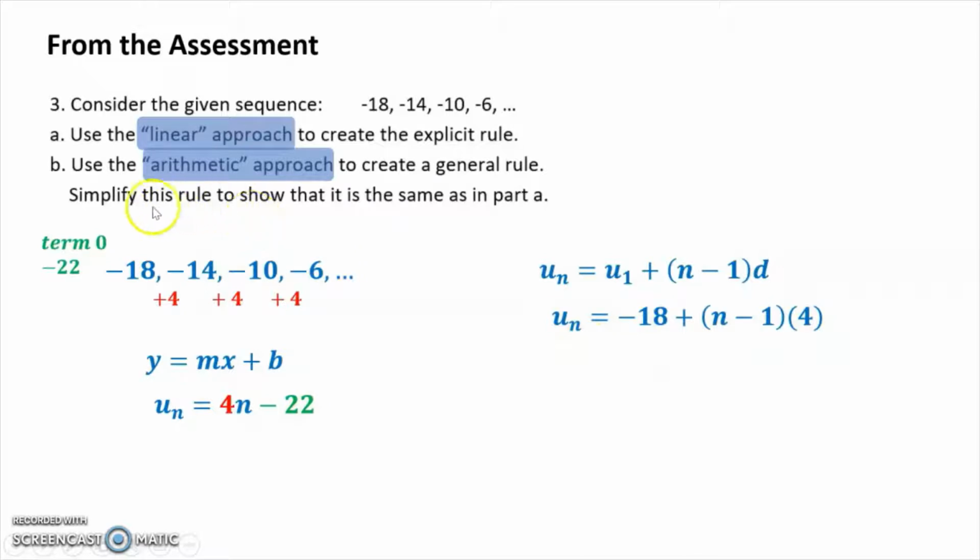Now that and that do not look the same. So the last part of this question says, simplify this rule to show that it is the same as in part A. We're supposed to show that this and this are actually the same because they don't look quite the same right now. So let's simplify this. To simplify, we're going to multiply this 4 through these parentheses. So the 4 will multiply the n and also the negative 1. So we have negative 18 plus 4n minus 4. Now that negative 18 and that negative 4 can combine to become negative 22. Notice now they are the same.